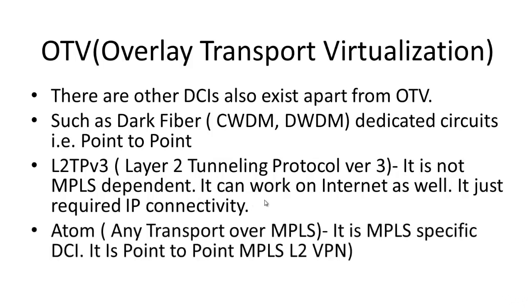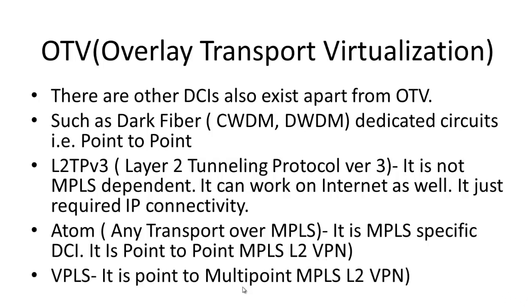That's it. Then there is AToM, that is Any Transport over MPLS. Like it says, over MPLS, you need to have MPLS infrastructure in place in order to use this DCI. It's basically a point to point MPLS Layer 2 VPN. Then there's VPLS. It is also MPLS dependent. The only difference between AToM and VPLS is that VPLS is point to multipoint.